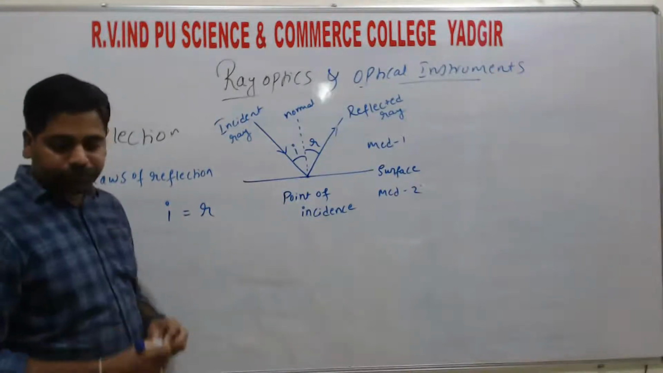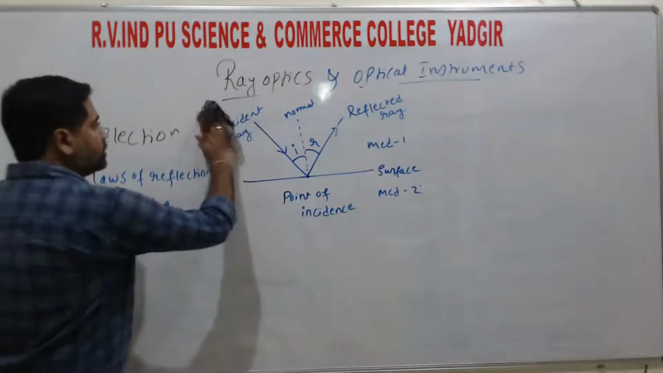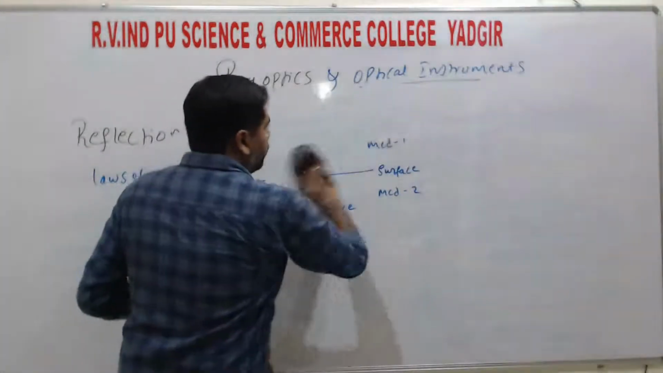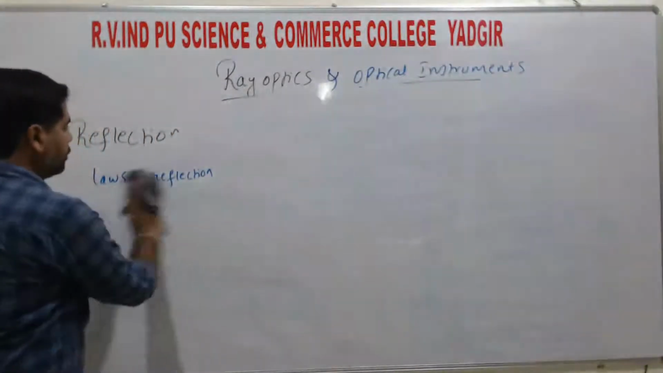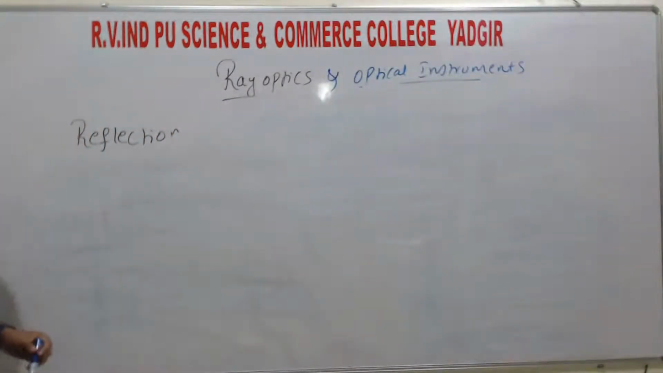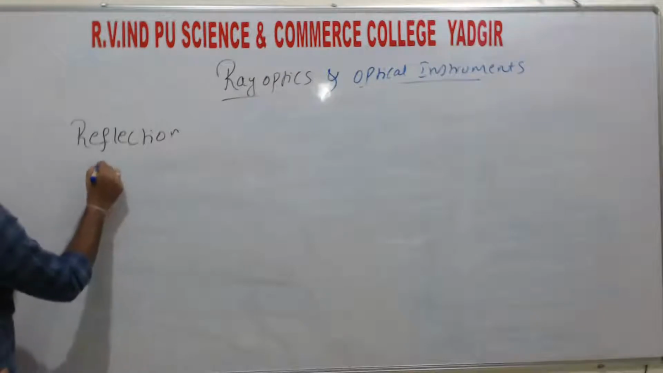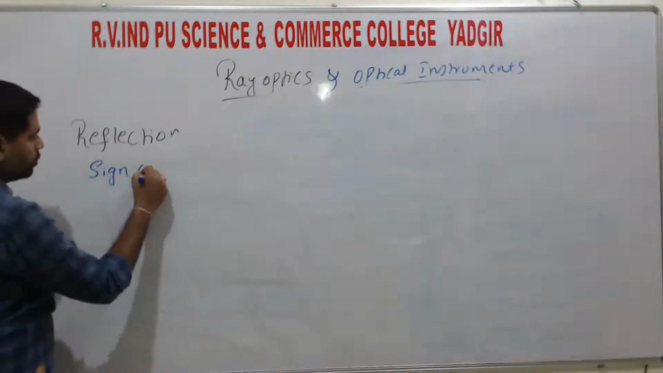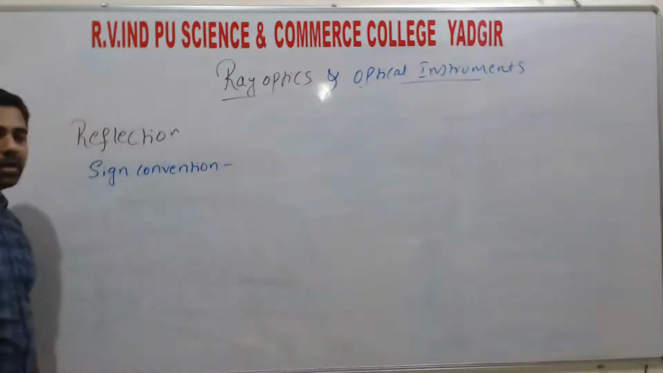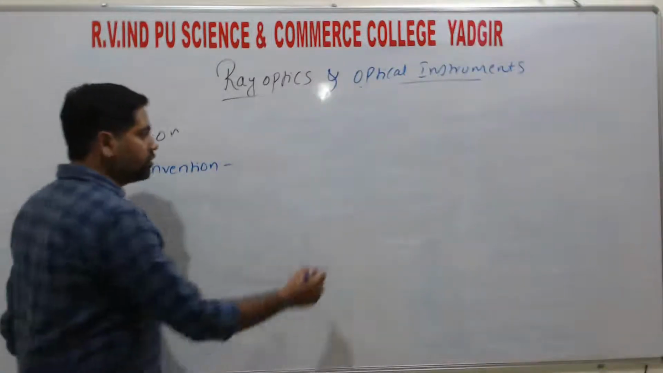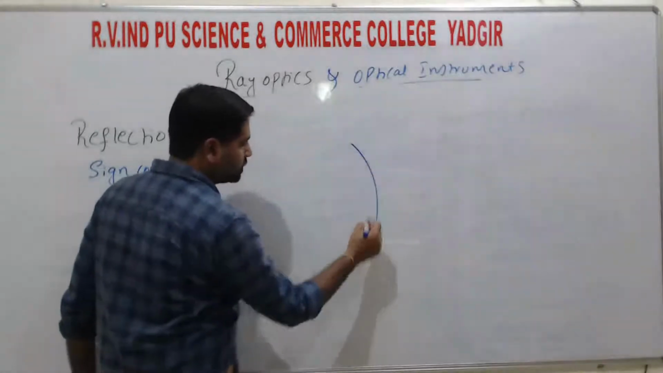So next, sign convention. We are following the Cartesian sign convention. We have the spherical mirrors, right?